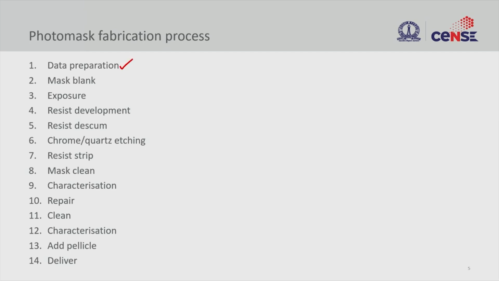So the mask preparation is done, and then we take a blank mask. We want to make transparent and opaque regions. So we take a substrate, and the substrate is covered with, let's say in this case, a chromium layer, which is opaque. It's a blanket layer. So this is what we call blank mask. And then we do exposure.